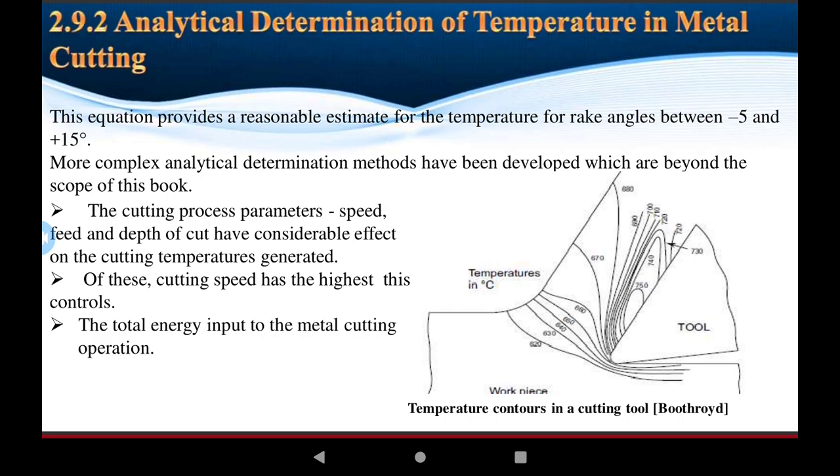In the cutting process, the parameters speed, feed rate, and depth, and all the measurements, are constant parameters in the cutting tool. The temperature generated in cutting is the point the tool controls. The total energy input to the metal cutting operation is shown as temperature contouring in the cutting tool.